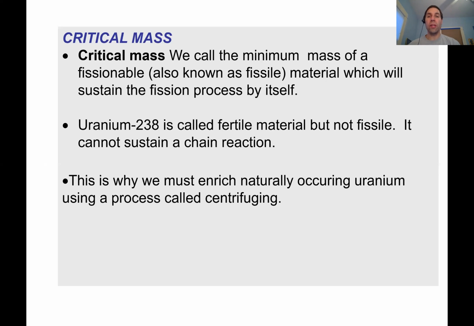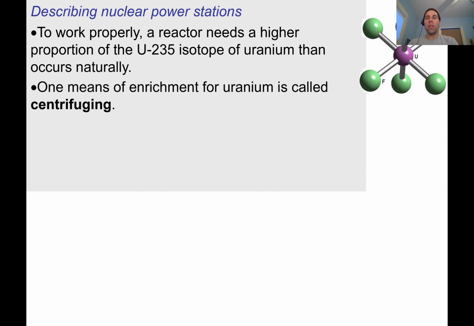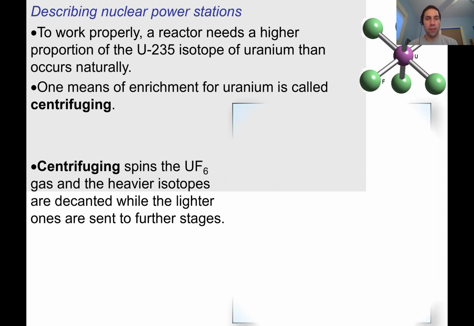One of the ways that we can enrich the naturally occurring uranium that's in the soil is by a process called centrifuging, which I'm going to explain here. So like I said, a reactor needs a higher proportion of uranium-235 isotopes than what occurs naturally. And so one of the means that we've discovered, devised, I should say, about how to enrich it is this thing called centrifugation. It's a really neat process, and let me just explain it here.